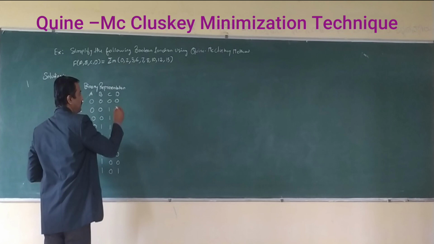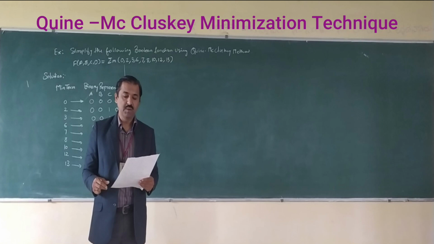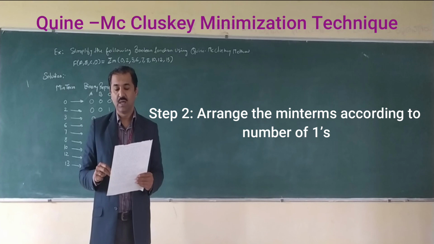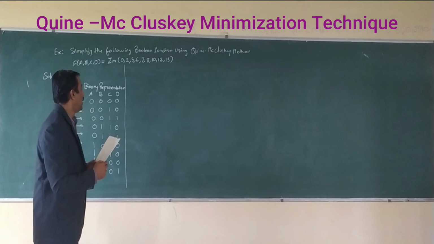Fine. So this is step one, that is representing the min terms in their binary representation. After representing the min terms in binary, what is step number 2? Step number 2 is arrange all the min terms according to the number of ones that are there in their binary representation. This is step number 2.